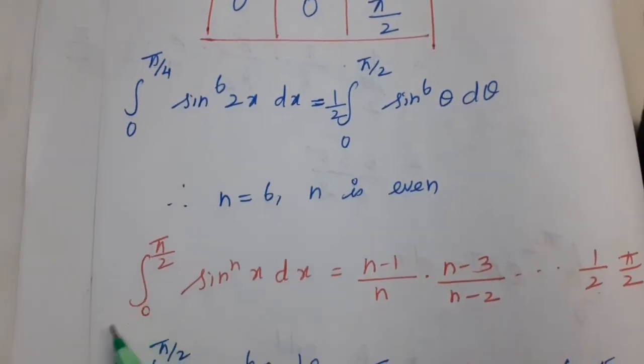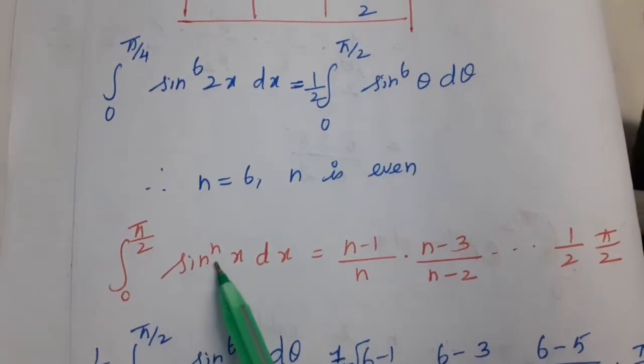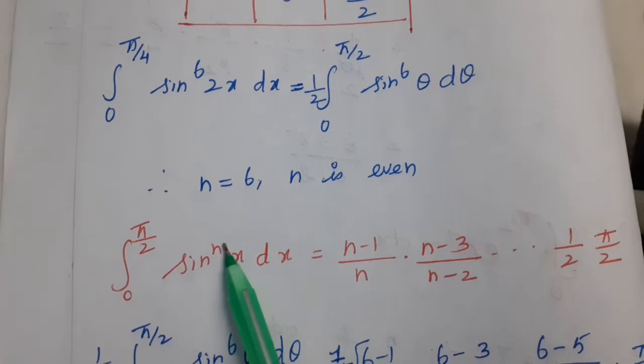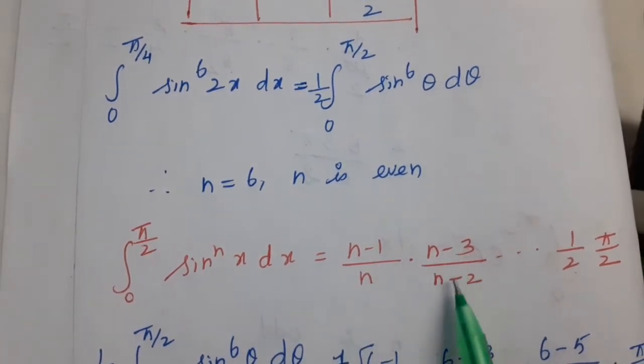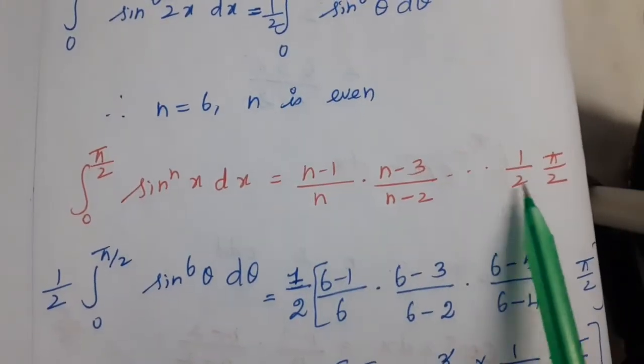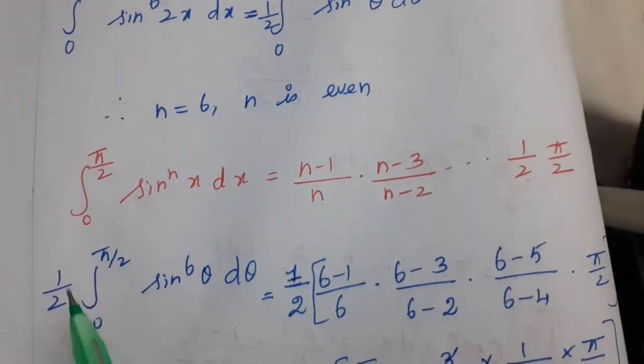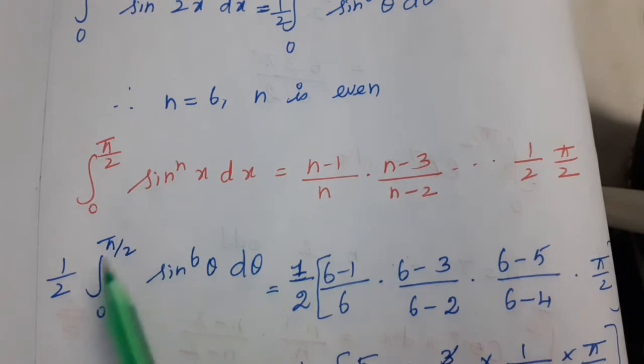What is the formula? Integral of 0 to pi by 2 sin power n x dx is equal to n minus 1 by n into n minus 3 by n minus 2, and so on up to 1 by 2 into pi by 2. Let us apply this formula here.